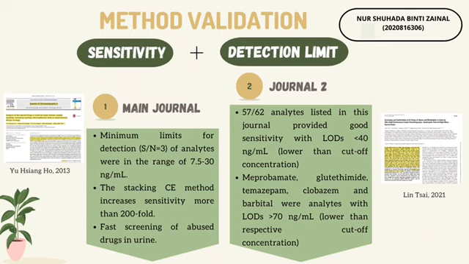For Journal 2, the detection limits of the 62 analytes are listed in Table 1 in the journal. Among the 62 analytes, 57 analytes listed in the journal provided good sensitivity with detection limits of below 40 nanogram per ml, which was much lower than the cut-off concentration. Meprobamate, lorazepam, temazepam, clobazam, and barbital were analyzed with detection limits of more than 70 nanogram per ml. However, their detection limits were still lower than their respective cut-off concentrations.